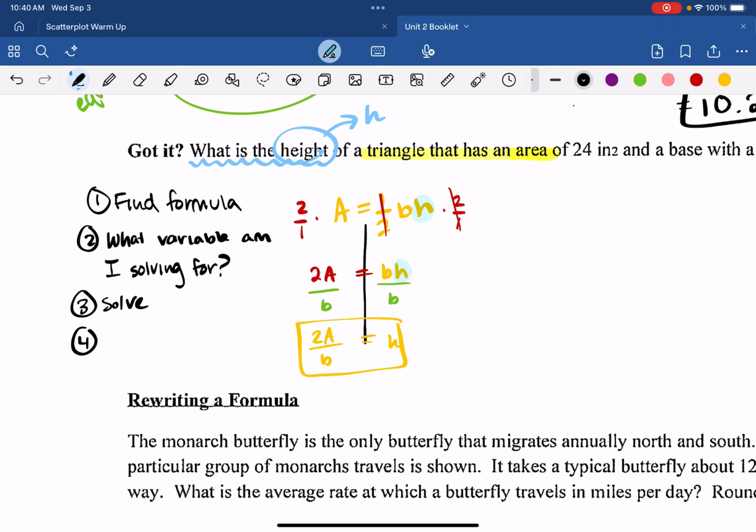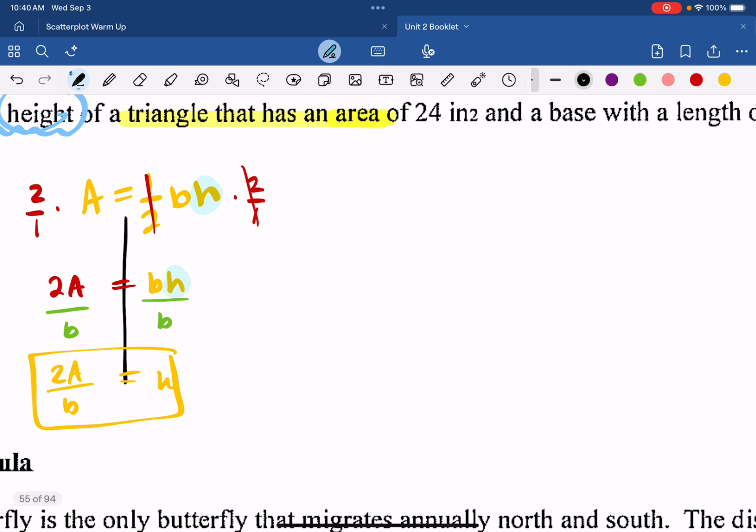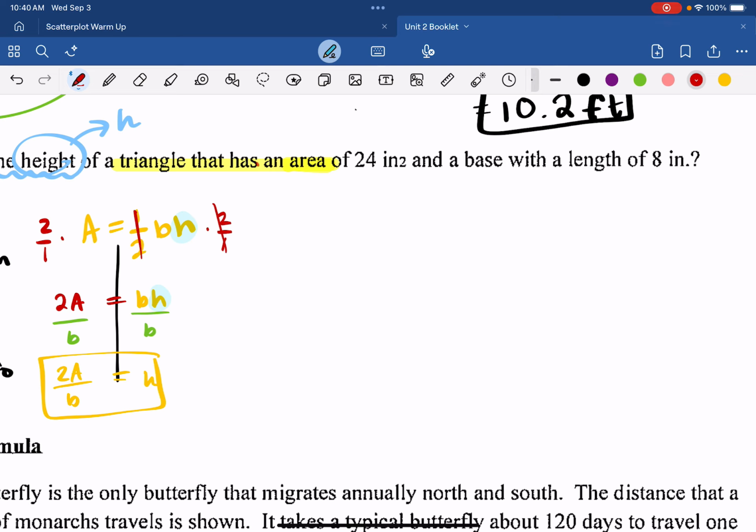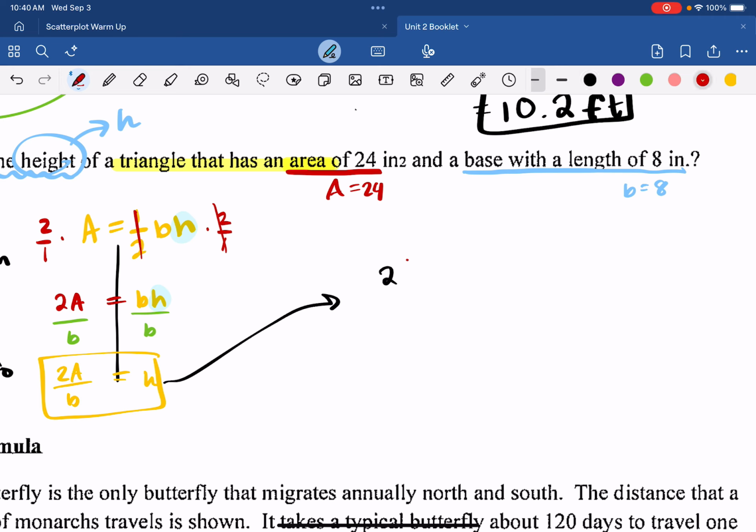Now, last, we're going to plug in our given information. I'm telling you that it has an area of 24 inches squared, and it has a base with a length of 8 inches. So in other words, b is going to be 8 and my area is going to be 24. So let's plug those in. Using my literal equation, I have 2 times a, which I know is 24, over b, which I now know is 8.